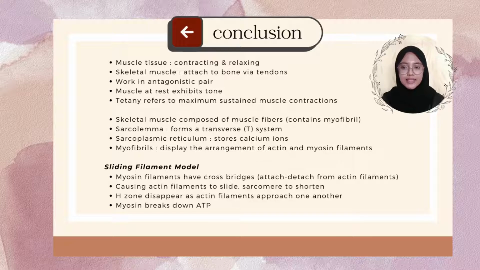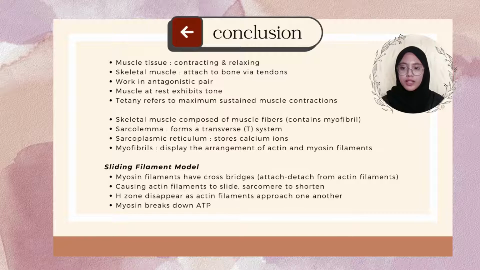A whole skeletal muscle is composed of muscle fibers. Each muscle fiber is a cell that contains myofibrils, in addition to the usual cellular components. The plasma membrane, the sarcolemma, forms a transverse T system. T tubules penetrate the cell and contact the sarcoplasmic reticulum, which stores calcium ions. Myofibrils are divided into sarcomeres, which display the arrangement of actin and myosin filaments.